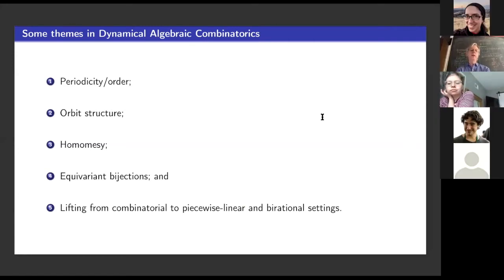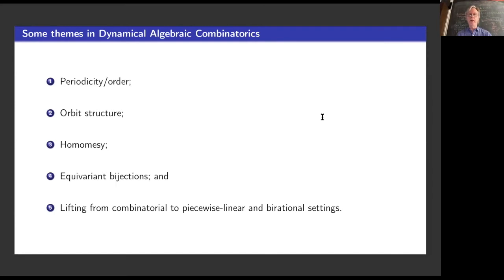So anyway, there's questions of, if you have an action that's generated by a single element, so it's a cyclic action, how many times do you run it before you get back where you started. You can ask questions about orbit structure, questions about homomesy, which is a relatively new term that I'll define carefully in a few slides. And then often, not always, but in many cases, the key to understanding some of these things is to find a nice equivariant bijection that helps you understand a more complicated action in a simpler way.